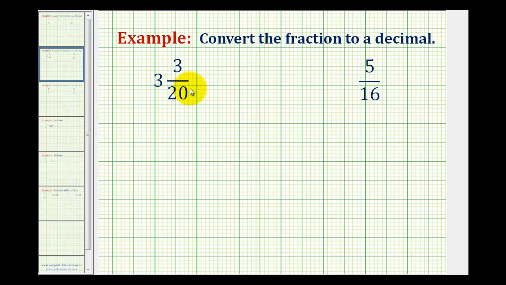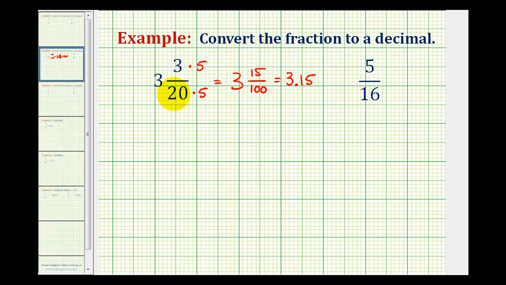So looking at the first example, we have 3 and 3/20ths. And if we recognize that if we multiply the denominator by 5, we would have 100, which is a power of 10, it will save us quite a bit of time. But of course, we must also do the same to the numerator to keep the fractions equivalent. So this is equivalent to 3 and 15/100ths. So now if we know place values, we should be able to write this as a decimal, which would be 3, and 15/100ths would be just 0.15.